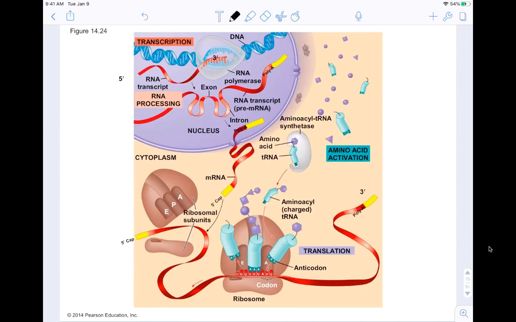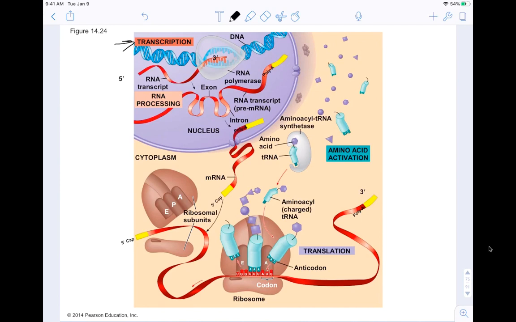So this is the overall process in eukaryotes. You have transcription up at the top, which is when we take that DNA, open it up, and make our RNA transcript. We're then going to go through RNA processing. We take that pre-mRNA, cut out the introns, sew back together the exons, and make sure you have a poly A tail and a 5' cap.